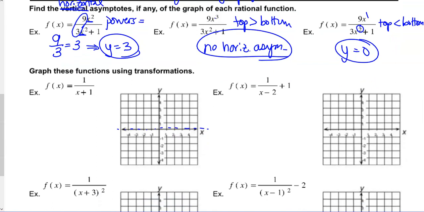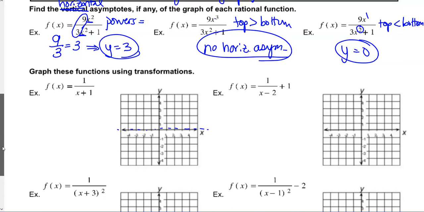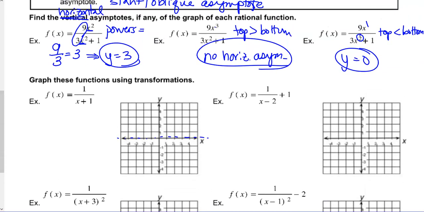So let's see what happens in this function. These are going to be some transformations of the different functions that we've seen. Remember what 1 over x looks like. 1 over x was that function where I was in the first and the third quadrant. And now we're going to look at what happens to this function if I have an x plus 1 in the bottom. Notice here I have a plus 1 at the end.